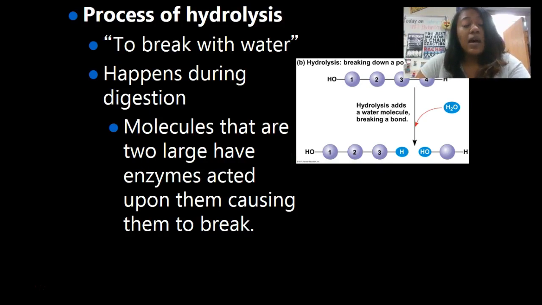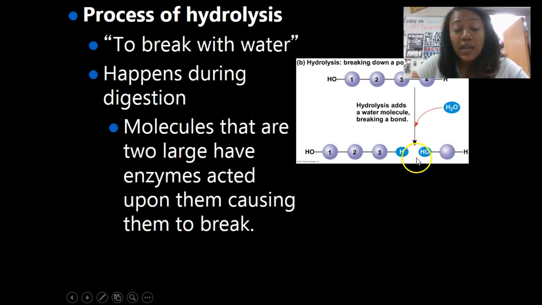Hydrolysis is the opposite of that. So you're going to break basically with water. You're going to have a polymer here, and then when you have that polymer, water is going to be added and it's actually going to break it apart. Okay, molecules that are too large or have enzymes acted upon them, causing them to break. So this is typically during digestion and other processes where big molecules need to be broken down.